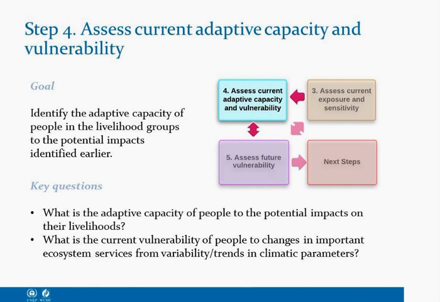Step 4, here we come back to a step that is generally carried out under most vulnerability assessment methodologies, which is looking at the current adaptive capacity of the population. So looking at the adaptive capacity of people in the different livelihood groups to the potential impacts that we have identified in the previous step. So how are people currently able to adapt to changes in ecosystem services? Are they able to switch their livelihood strategies? Are they able to compensate for losses of ecosystem services? And bringing together information from step number 3 and 4, then assessing what the current vulnerability of people is to changes in important ecosystem services.